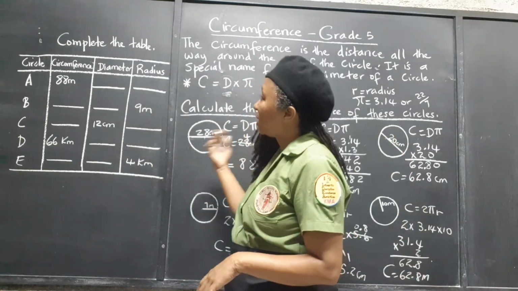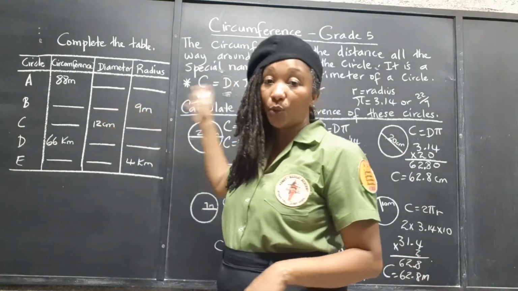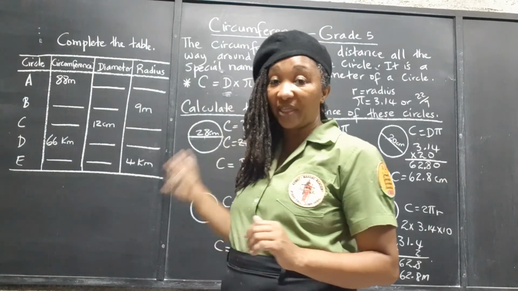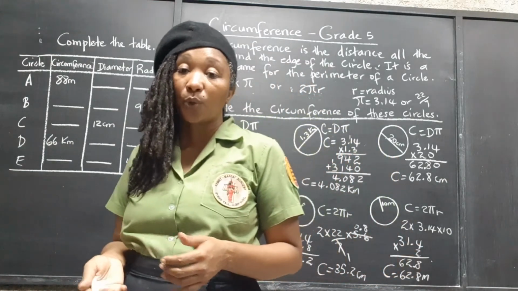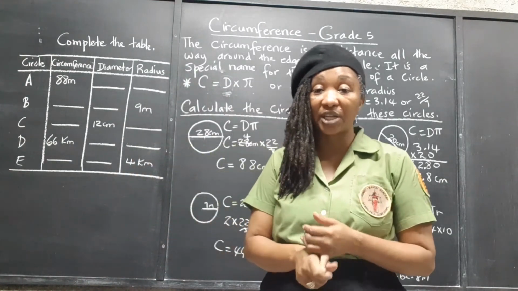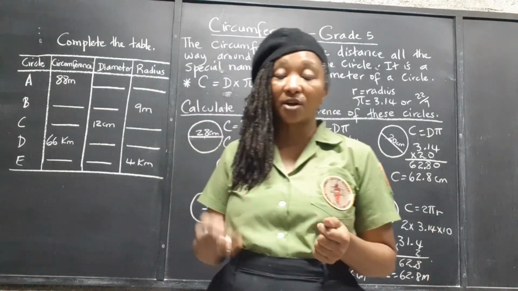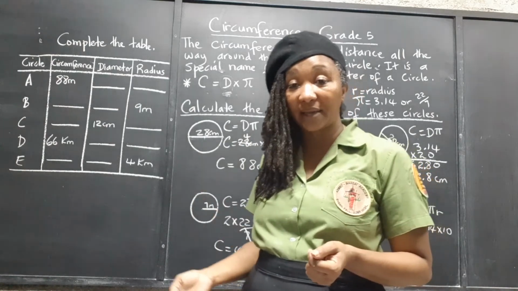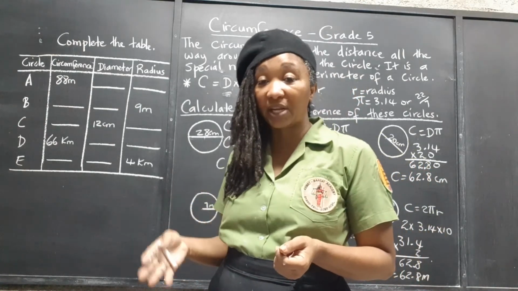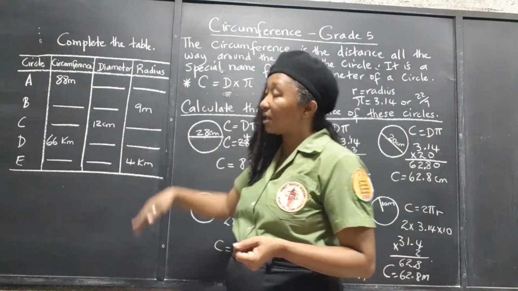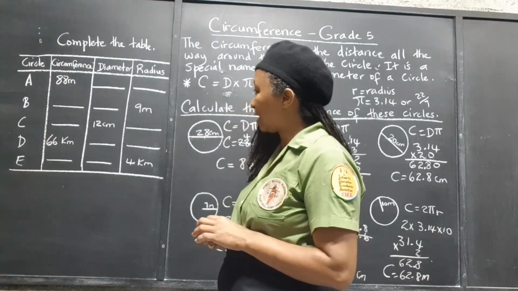So now they just want us to complete this table, right? Using all the information that we've gathered, all that we know: the diameter is 2 times the radius, the radius is half of the diameter. We know that the circumference is the diameter times pi, or 2 times the radius times pi. So it's going to be pretty easy for us to fill this in.